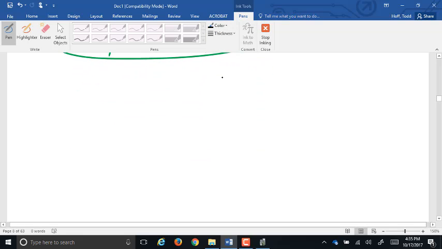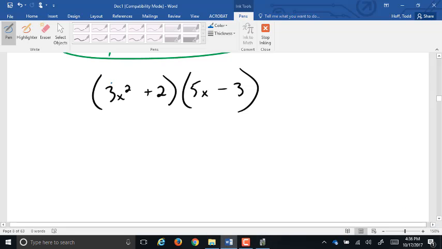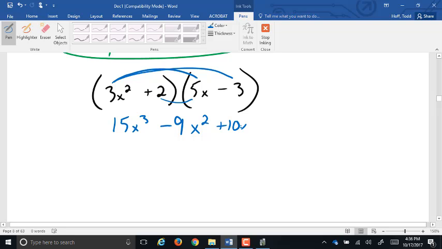One more for you to try. 3x squared plus 2 and 5x minus 3. Why don't you try that one quick? So we've got 3x squared times 5x, which is 15x to the third. 3x squared times negative 3, negative 9x squared. Then we go to the 2 times 5x. That is 10x, positive 10x. And 2 times negative 3.